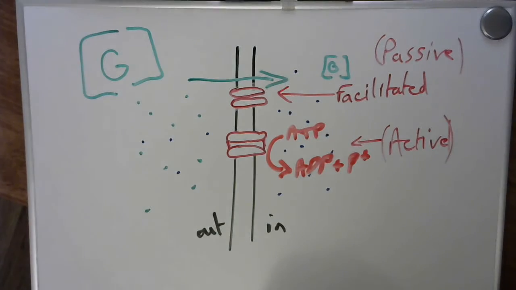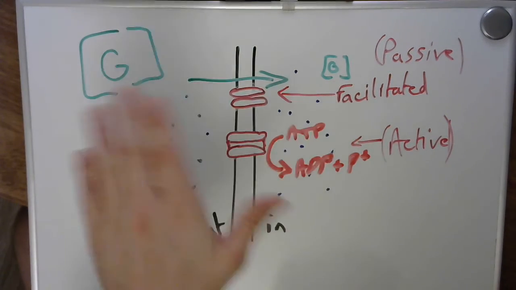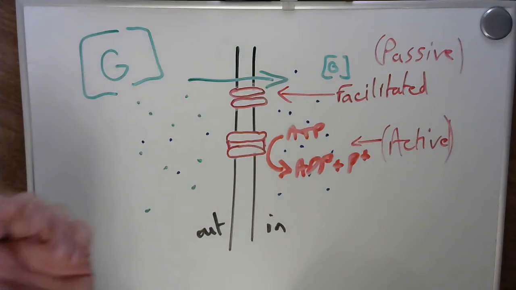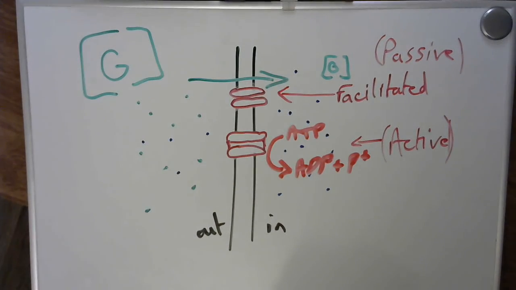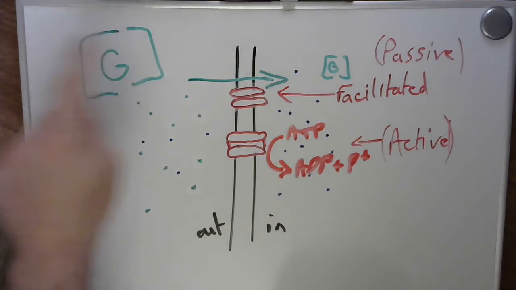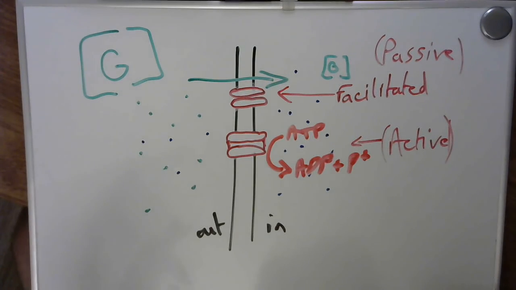Now, if you want to maintain that gradient and keep pushing the green molecules out because the small non-polar ones keep going through without facilitated diffusion, or you have facilitated diffusion channels that let the molecules go in, you will need to engage in active transport using energy to carry molecules against its concentration gradient, right? And that's really the gist of it between active and passive transport.